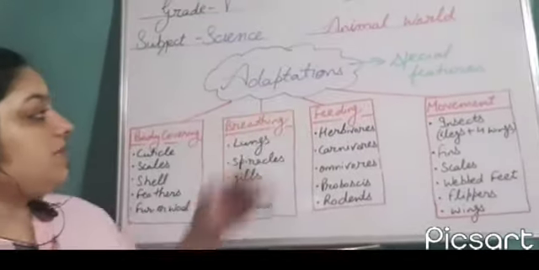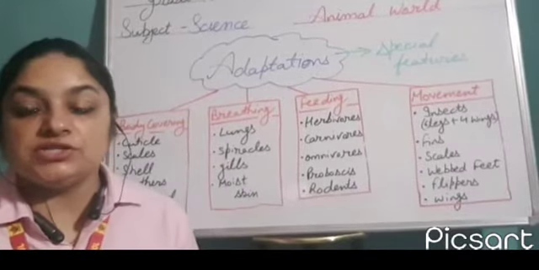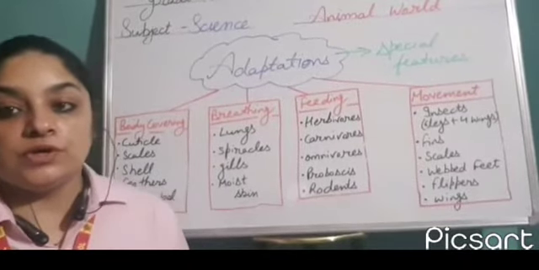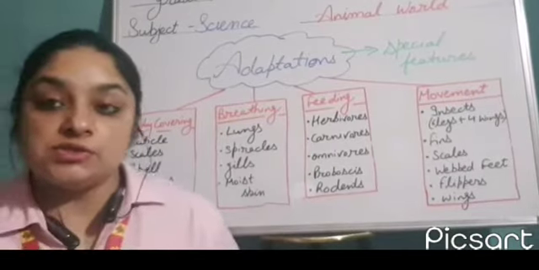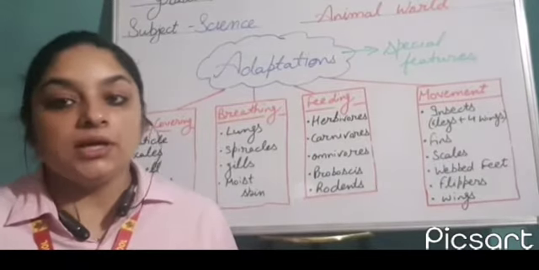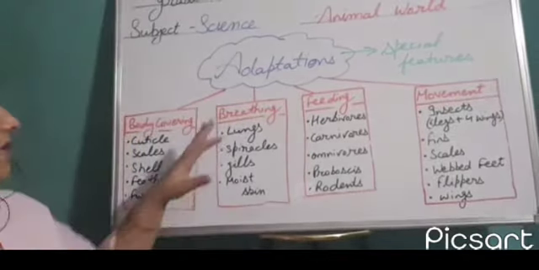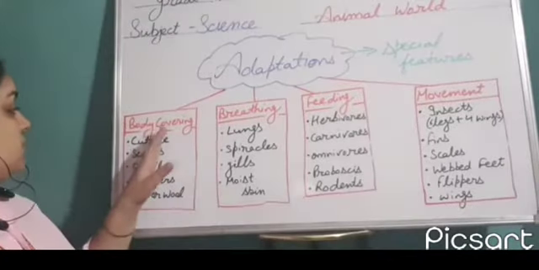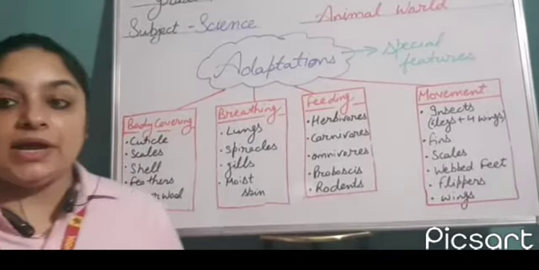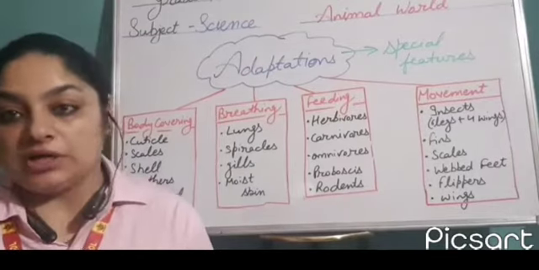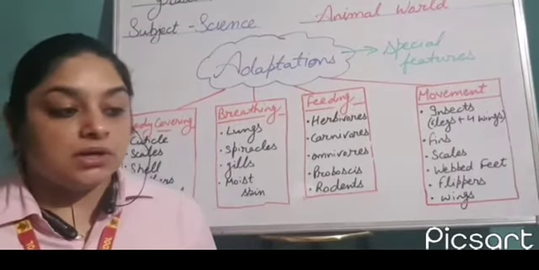Now adaptations. What are adaptations? Adaptations are the special features which help different animals so that they can survive in different environments. We'll study them one by one. First of all, body covering. Different animals have different types of body covering. We will talk about insects.